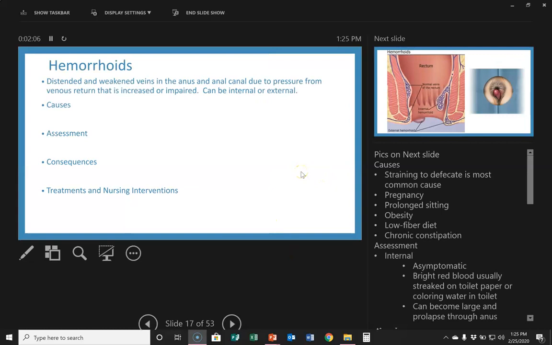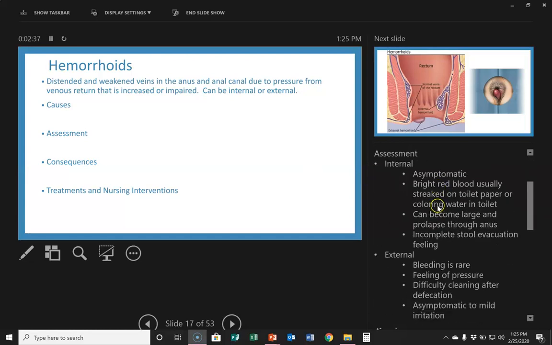All right, hemorrhoids. Hemorrhoids are distended and weakened veins of the anus and anal canal due to pressure from venous return that is increased or impaired. They can be internal or external. The most common cause is going to be straining with defecation, putting pressure with that Valsalva maneuver. Other common causes would be pregnancy, prolonged sitting, obesity, low fiber diet, or chronic constipation. So anything that causes that extra straining, that extra pressure.